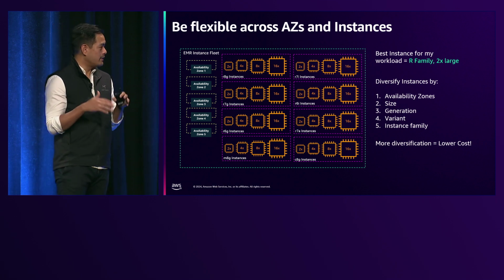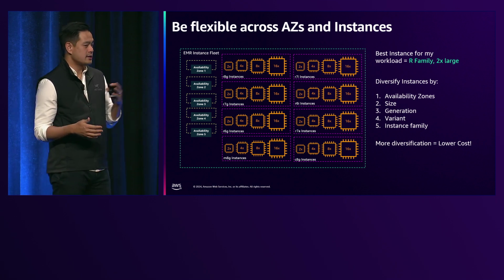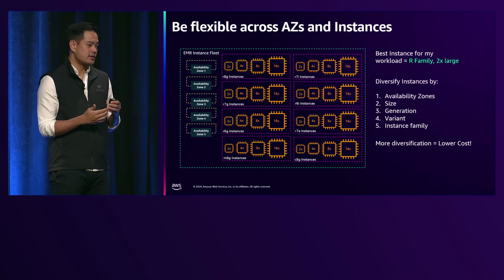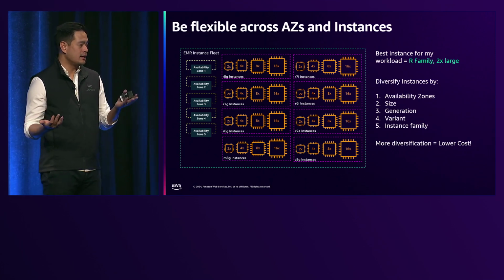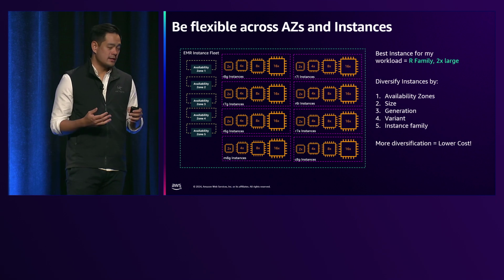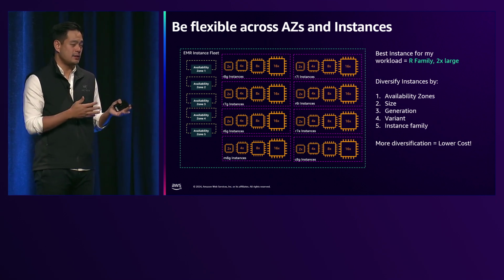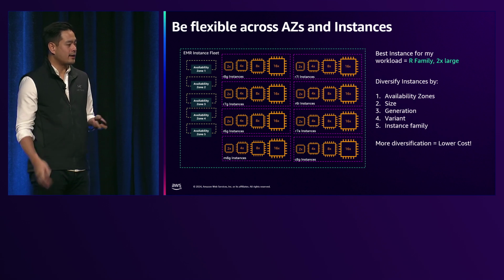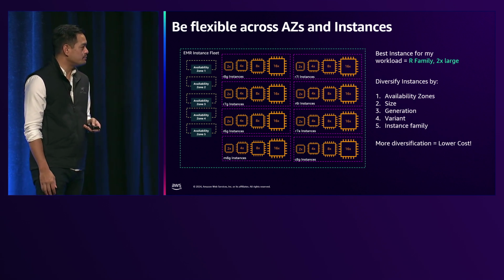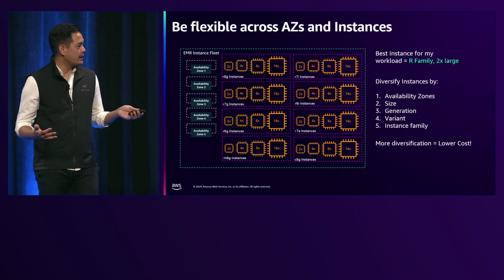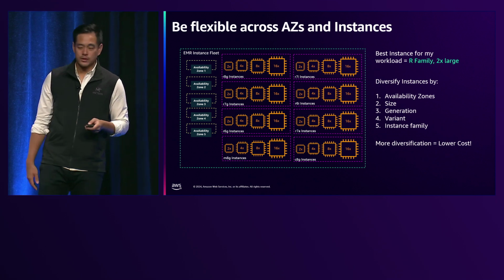After you've diversified there, you want to add different generations and variants like 7th generation, 6th generation, and include AMD and Intel. The reason you do instance family last is because different instance families have different vCPU to memory ratios, and that is what can lead to underutilization. So the key takeaway here is that more diversification equals lower costs.